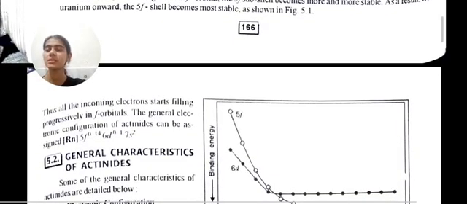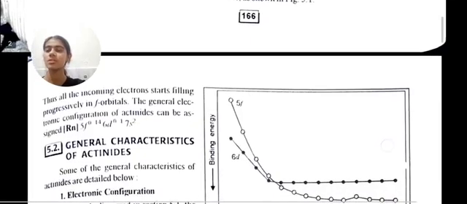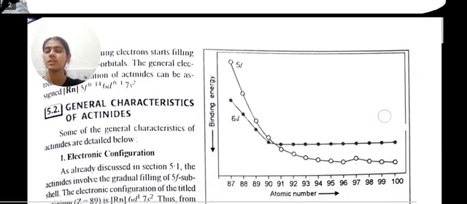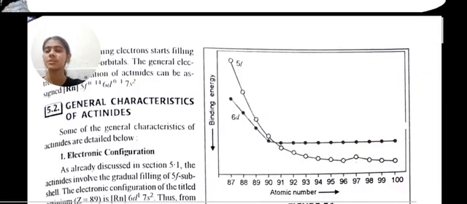Thus, all the incoming electrons start filling progressively in the f orbitals. The general electronic configuration of actinides can be assigned as radon 5f0-14 6d0-1 7s2. Then we can see the graph which is between binding energy and atomic number of actinides. And the second point is general characteristics of actinides.